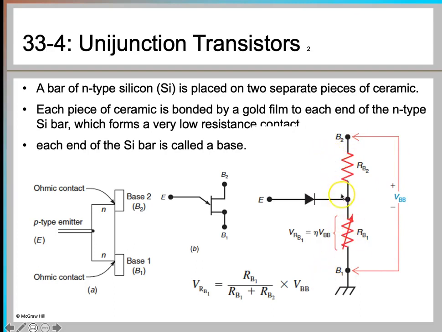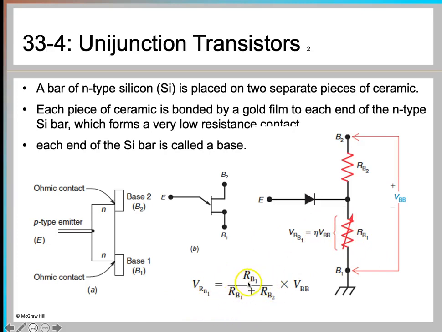Interbase resistance I have not mentioned here, but you should understand that when your emitter current is 0, whatever the total resistance is at that time, that is your RBB. And this RBB value is dependent upon the doping level and the physical dimensions of this silicon bar. Then you have the voltage across the RB1 resistance, and you can find that by using the voltage divider rule.